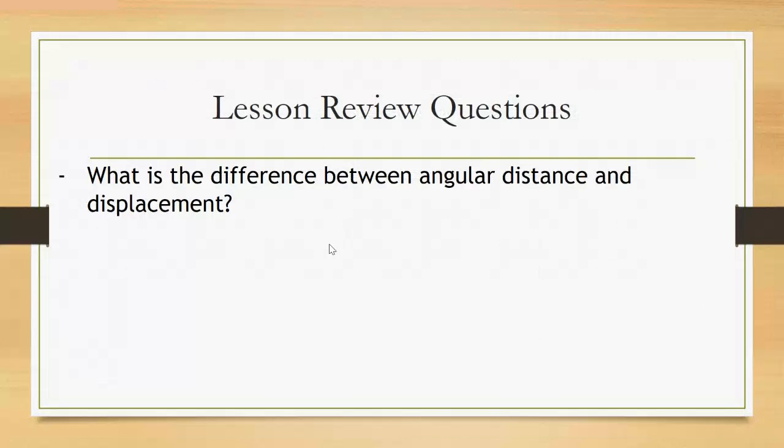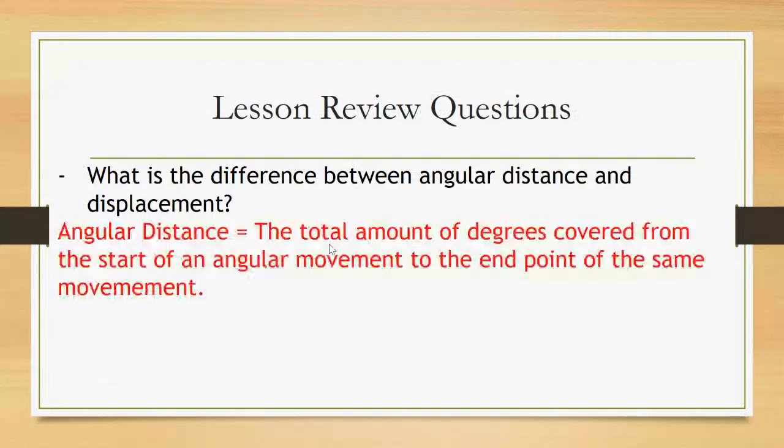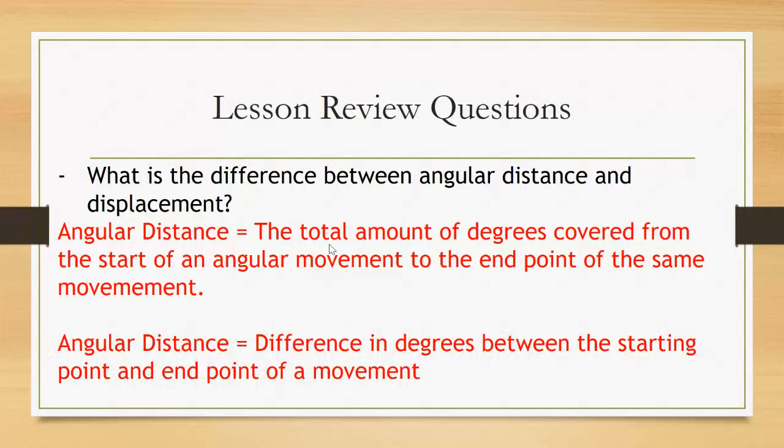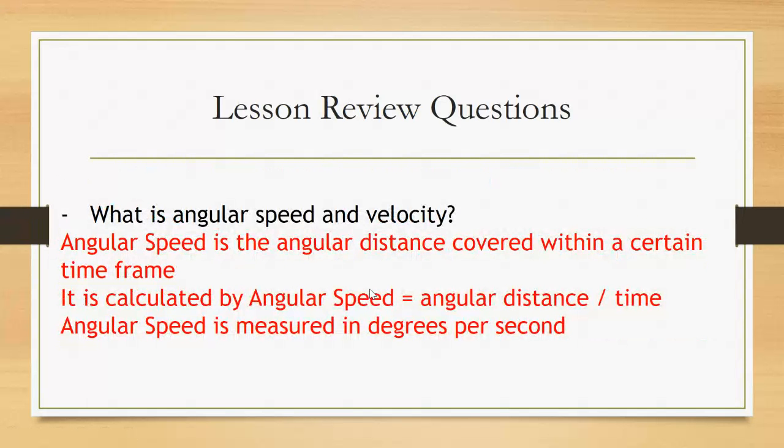So, what is the difference between angular distance and displacement? Angular distance is the total amount of degrees covered from the start of an angular movement to the end point, following it the whole way, all of them added up. The angular difference in degrees, so that's the angular displacement, is the difference in degrees between the starting point and the ending point of a movement.